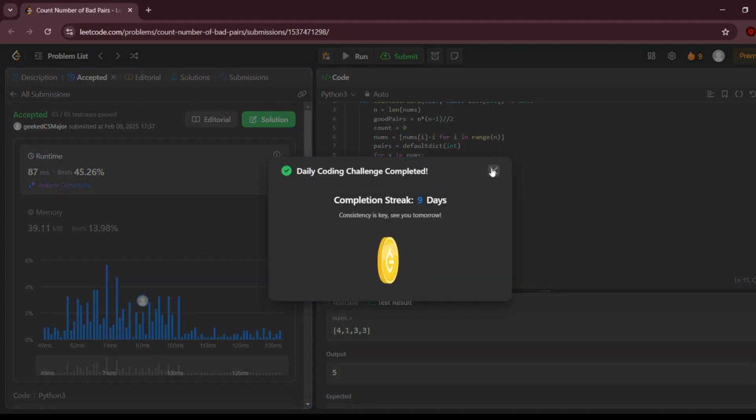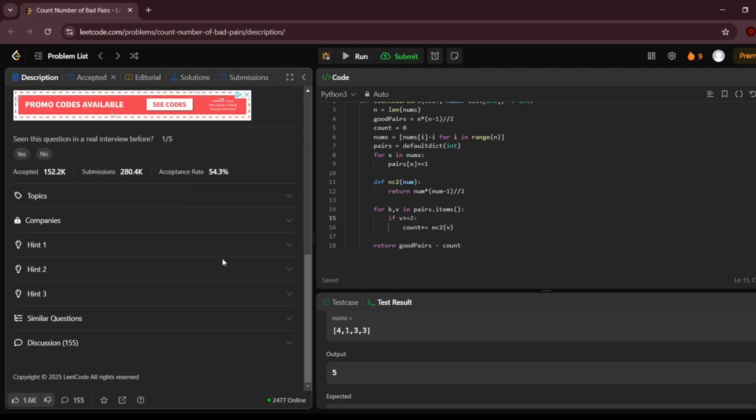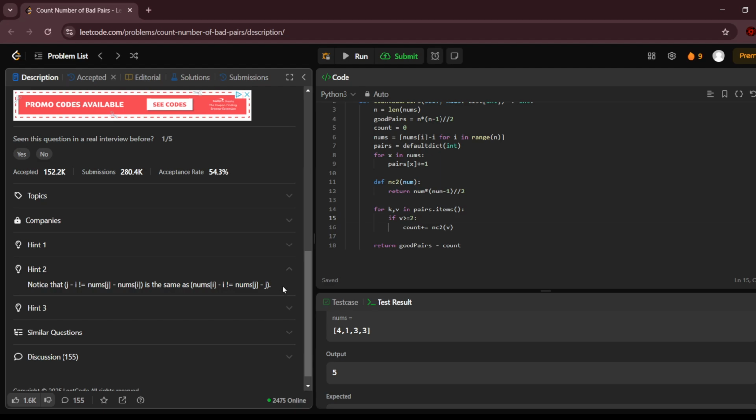Yeah, pretty efficient solution. I struggled with it for a while. Then I got to the second hint, and then it was really easy. All right, see you tomorrow.